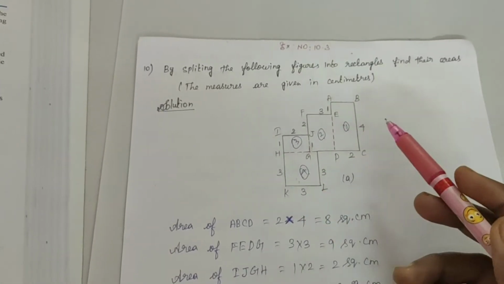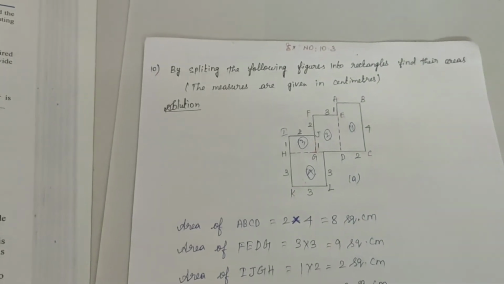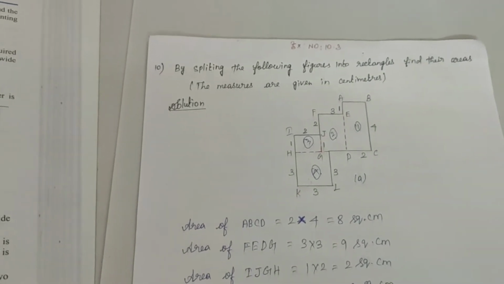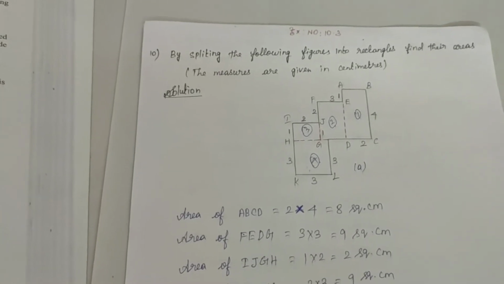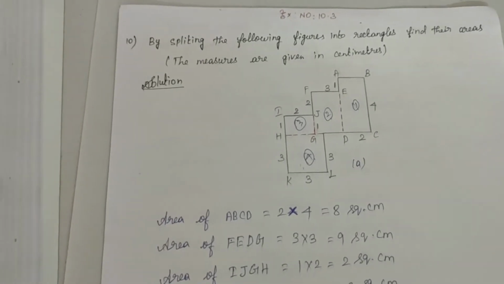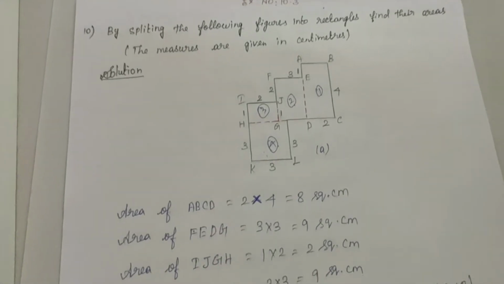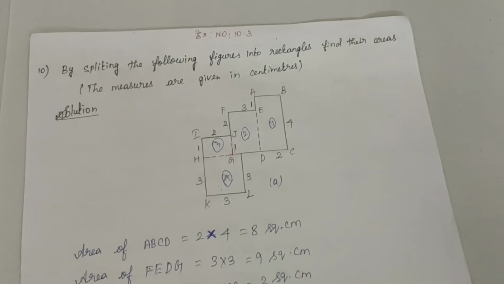We know regular shapes, so we divide into rectangles, squares and triangles, find their areas, and then if we want the whole area, we add them.